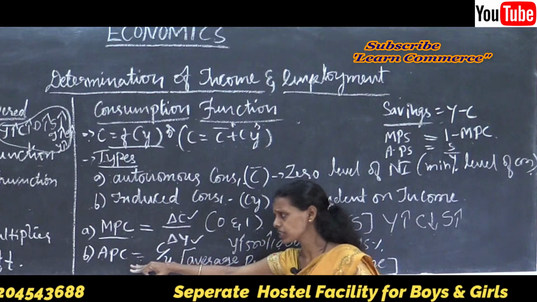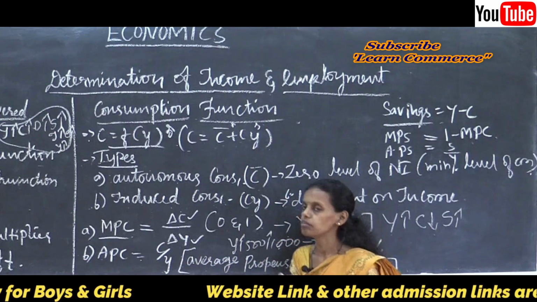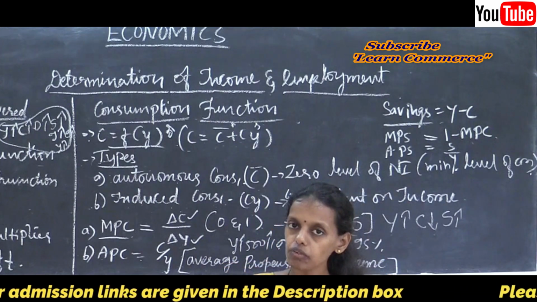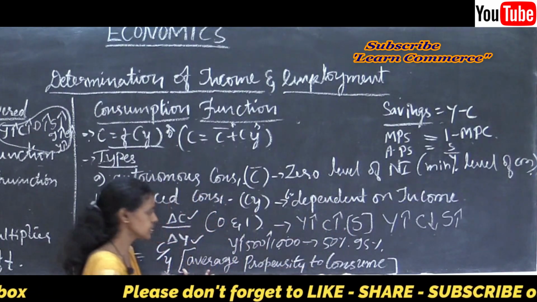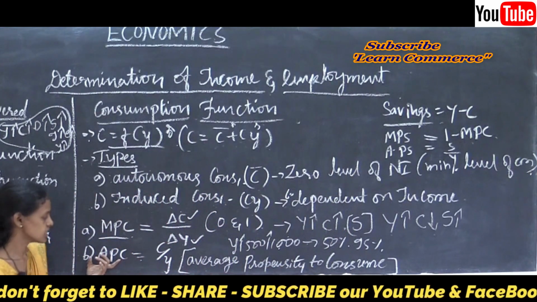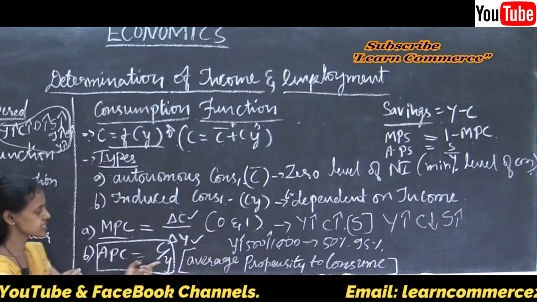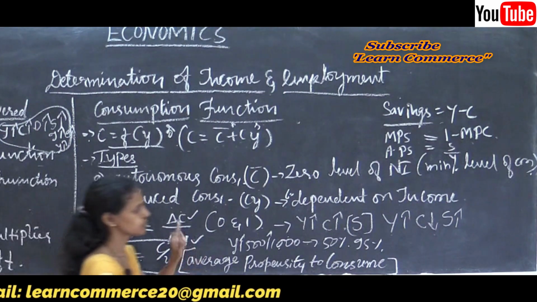Average propensity to consume is equal to C by Y, meaning consumption based on income, not at all the change in the consumption and change in the income. Average consumption depending upon the average income is said to be the average propensity to consume. The formula to calculate APC is C by Y, meaning consumption by income.